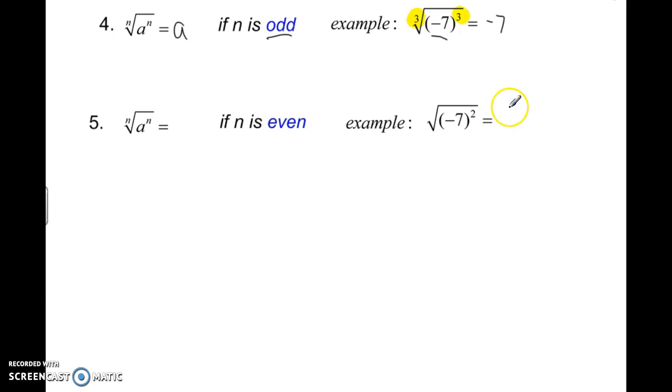So let's look at this, and let's do order of operations on this one. I would probably do the step inside the parentheses first. So that's really the square root of 49, and I know the square root of 49 is 7.